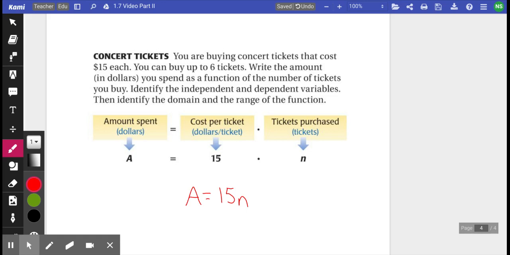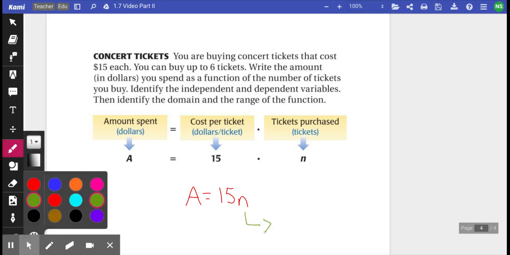So the next part of this question is asking us to identify the independent and dependent variables. The dependent variable, the value of that changes depending on what your independent variable is. So the value that we control, that we are going to change, is the number of tickets that we can buy, which is N. So N is our independent variable. The amount you spend depends on the number of tickets you buy, so that's going to be our dependent variable.